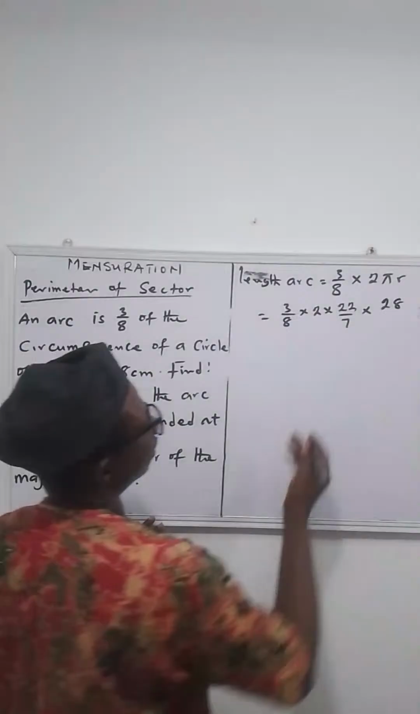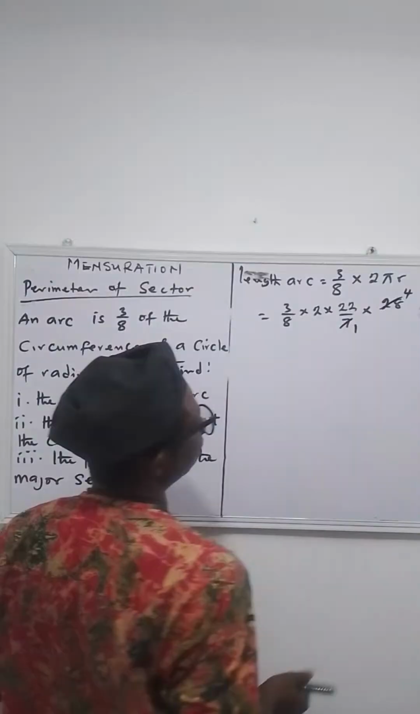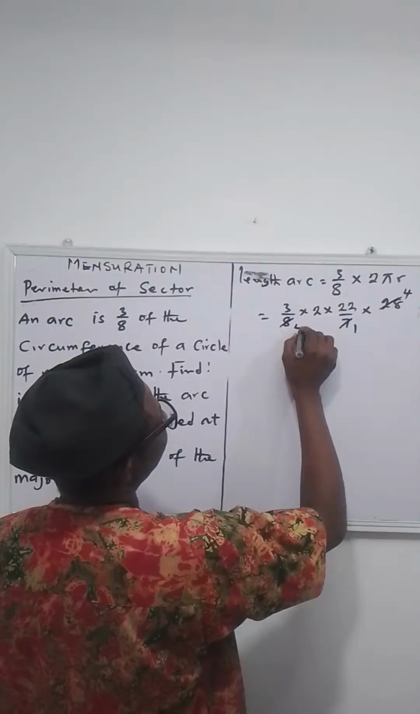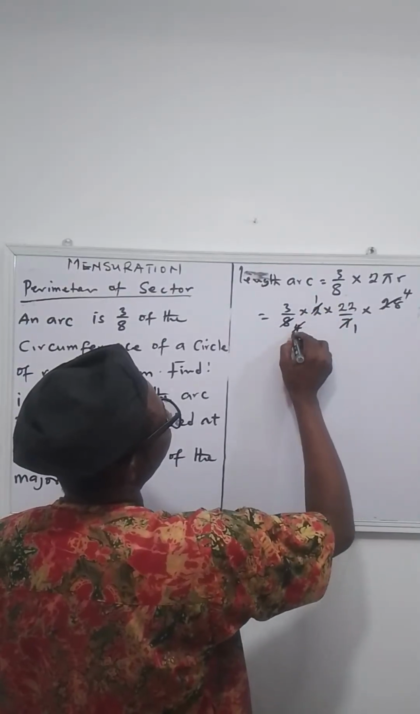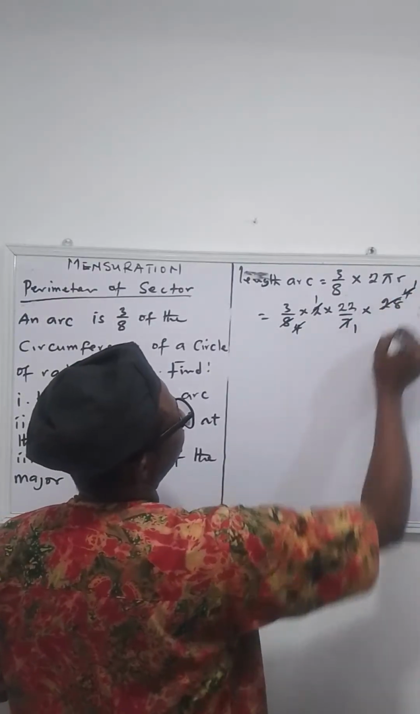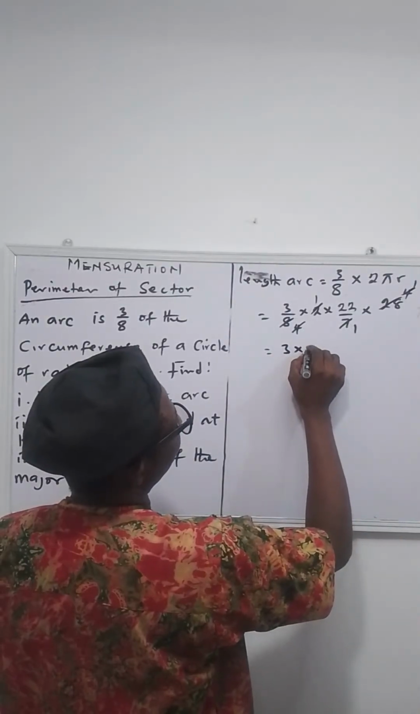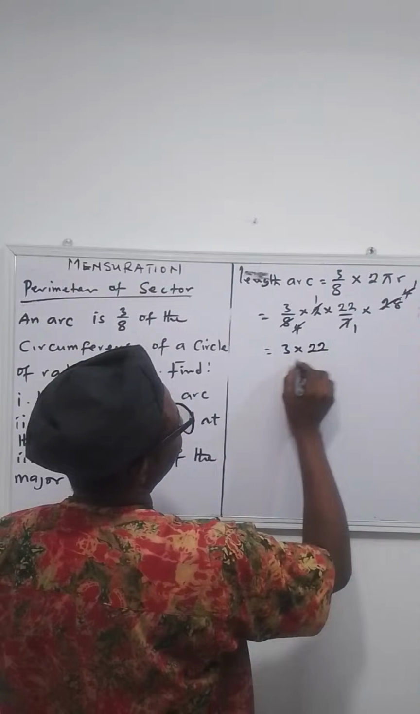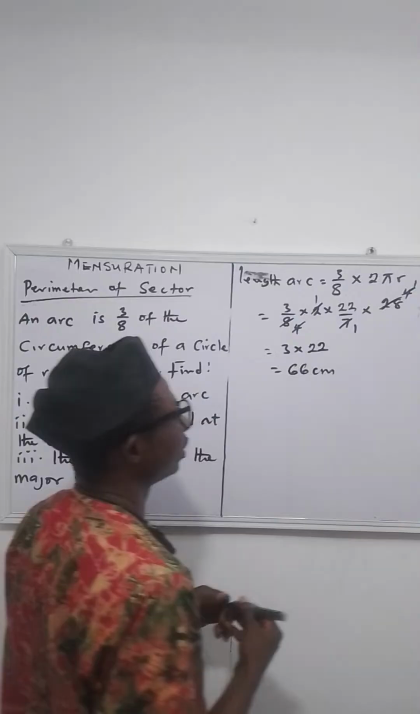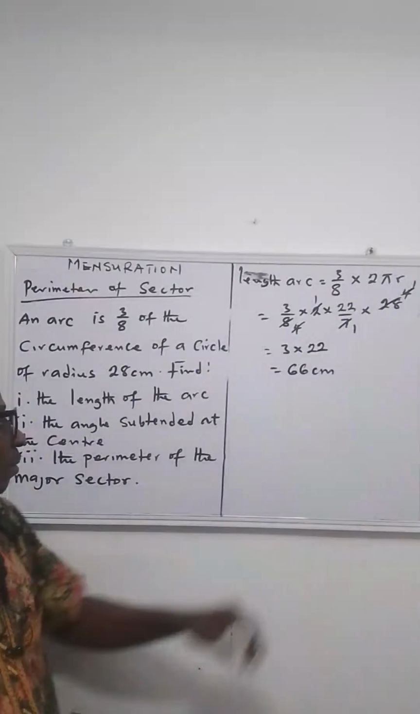So now let's try and simplify this. 7 goes here 1, 7 goes here is 4. What else? 2 goes here is 4, 2 goes here 1, or let's say 4 goes here 1, 4 goes here 1. So we are left with 3 and 22, 1. That means our answer is going to be 66 centimeters. So that is the length of the arc. I hope you understand that.